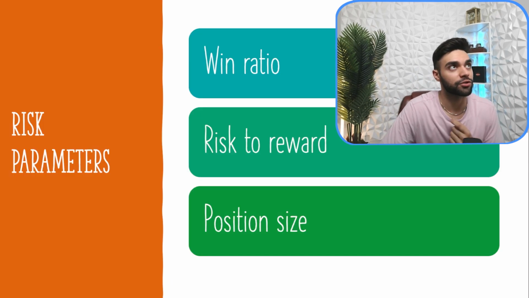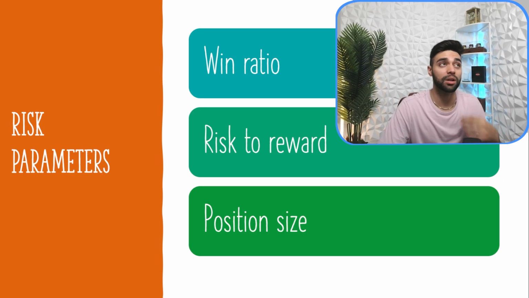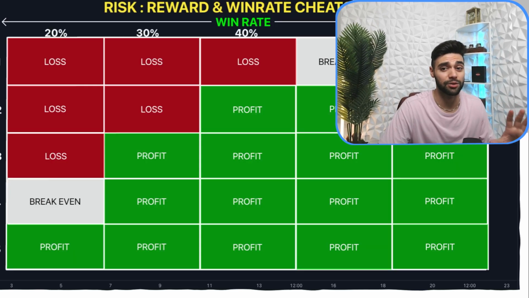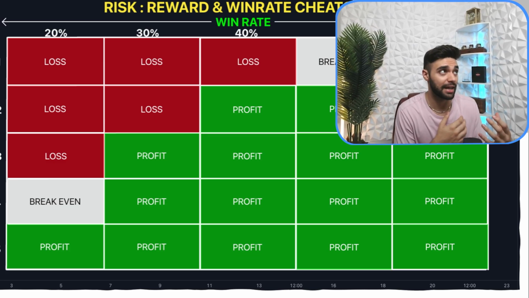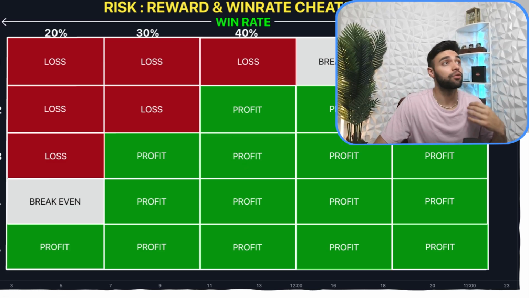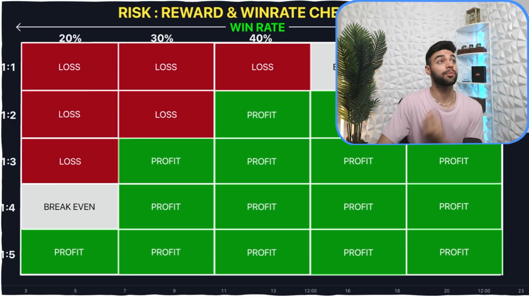Now, risk parameters for me just involve my win rate, risk to reward, and position size. Let me explain this in a little bit more depth here, guys. Your win rate is exactly how accurate you are. If you're 40% accurate, this is by setup, by the way, if you're 30% accurate, whatever it is.